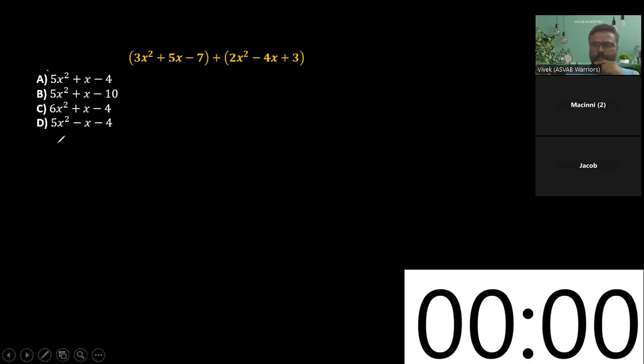Now, let's say, how would you solve this? You guys just need to combine the like terms. Initially, I'll open the parenthesis because there is a positive sign over here. I can open the parenthesis directly. So 2x square minus 4x plus 3.